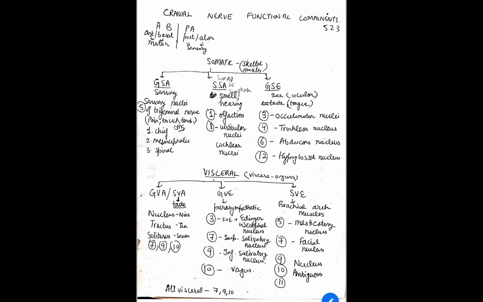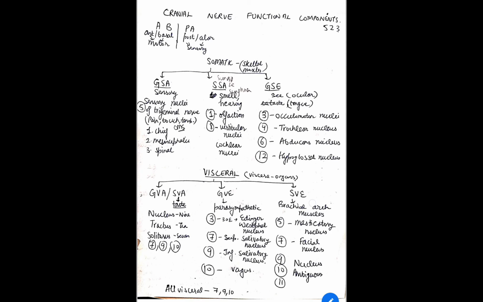Then we have general visceral efferent. General visceral efferent is related to parasympathetic. Parasympathetic supply will be coming to the viscera. So that is related to GV. And what are the nerves? 3, 7, 9, 10, as in the coagulation factors 2, 7, 9, 10, extrinsic pathway. So here it is 3, 7, 9, 10. 3 is the Edinger-Westphal nucleus, 7 is superior salivatory, 9 is inferior salivatory, and 10th is vagus.